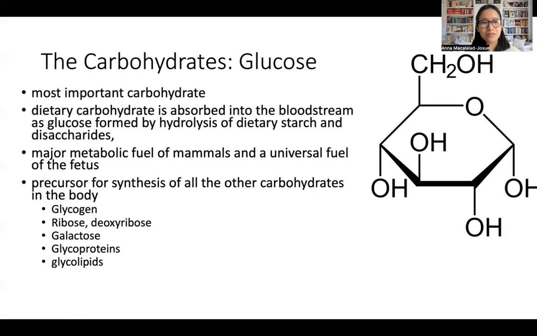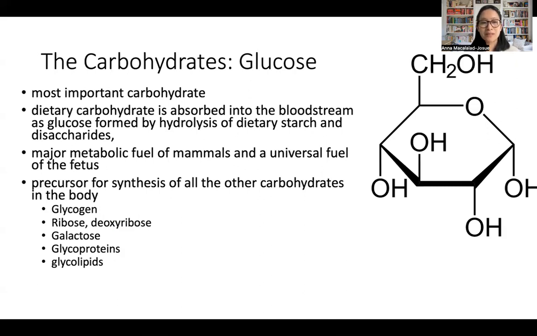So when you eat a dietary carbohydrate such as rice, for example, or bread or potato, when it is digested in your gut, it's broken down into mostly monosaccharides and disaccharides, and it is mostly absorbed in the bloodstream as glucose. And glucose is the major metabolic fuel of mammals, except for your ruminants, which are your cows and horses, and a universal fuel of the fetus.